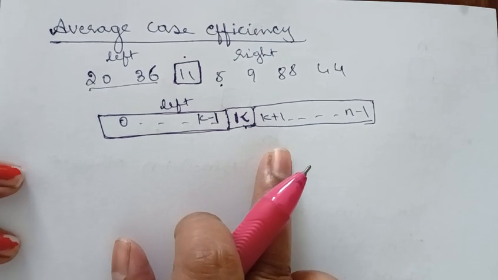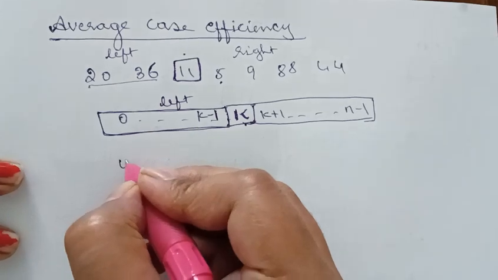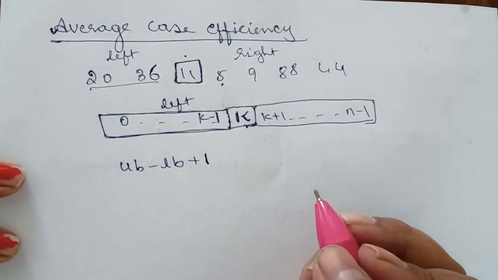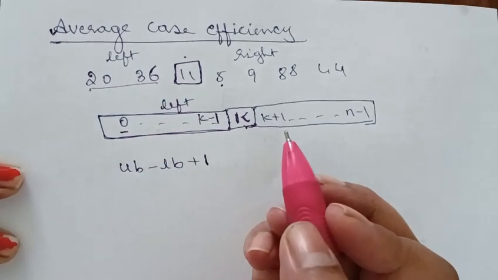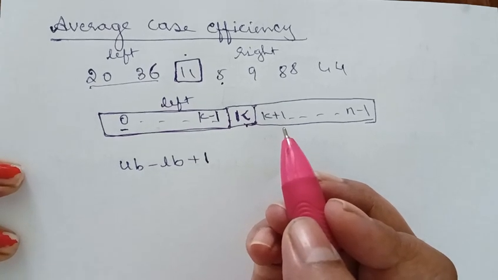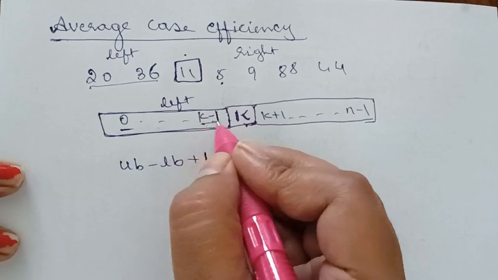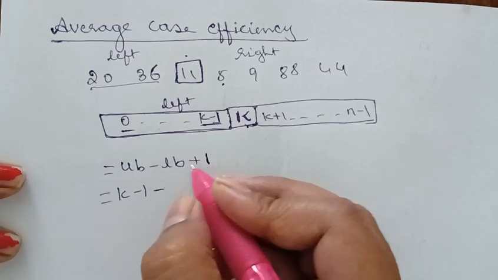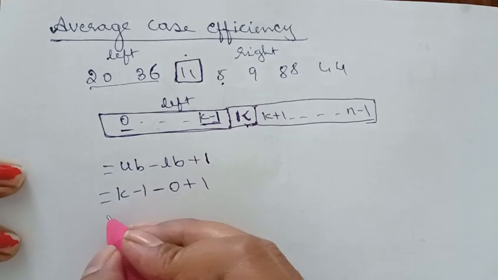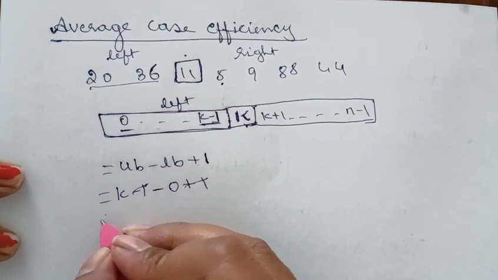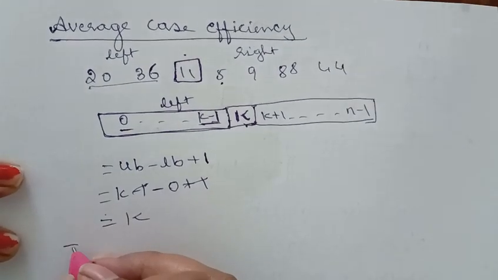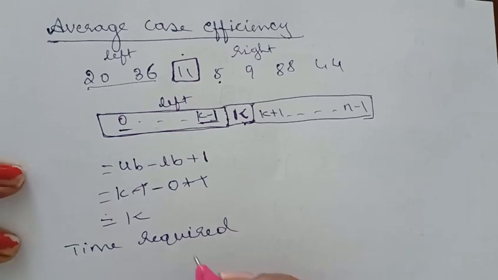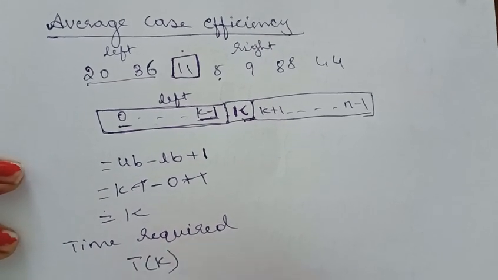So with respect to our formula, upper bound minus lower bound plus 1, this is the standard formula we have. Upper bound is what? K minus 1. Lower bound is what? 0, plus 1. Minus 1 and plus 1 will get cancelled. I'll just get it as k. So the time required to solve this is T of k.